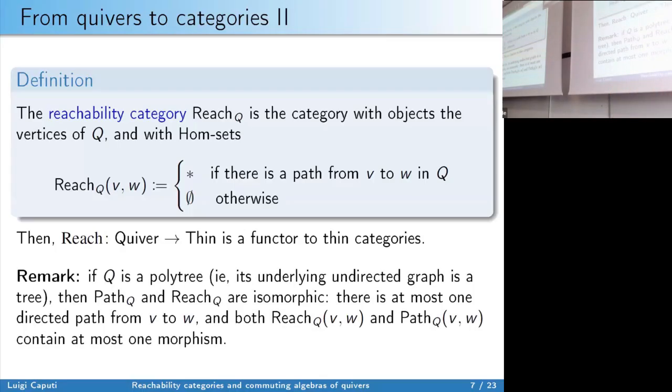And the first remark, in the same direction as Ortega's observation, is that if Q is a polytree, which means that the underlying undirected graph is a tree, then the path category and the reachability category associated with the quiver are isomorphic. And this is easy to see because, if you think about it, both the reachability category and the path category have at most one morphism for each pair of objects. And this gives you the isomorphism there.